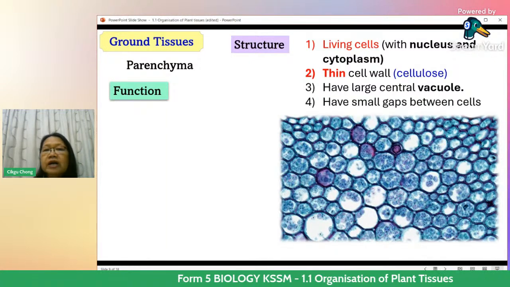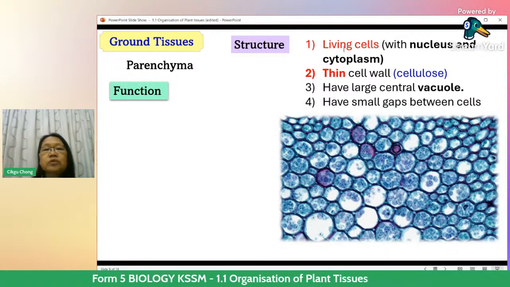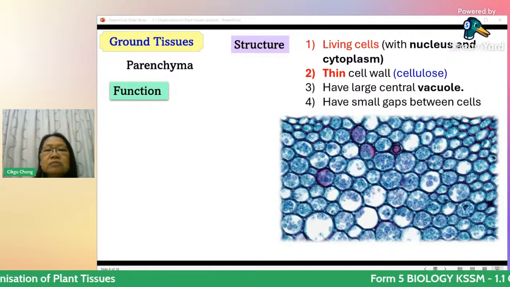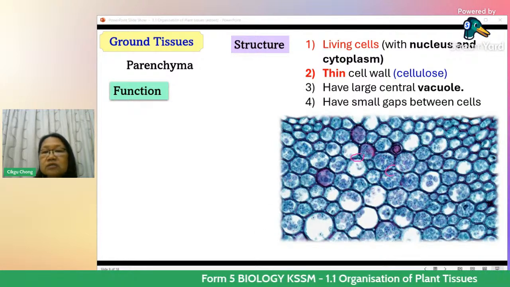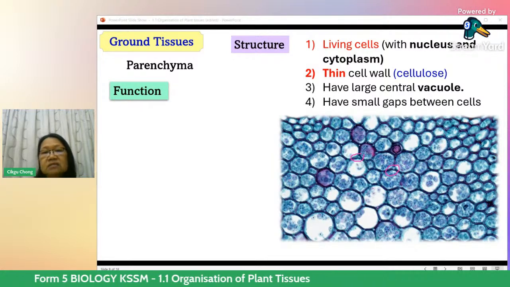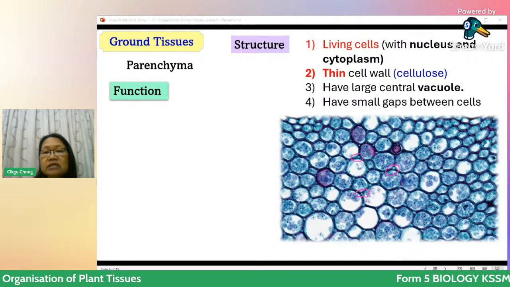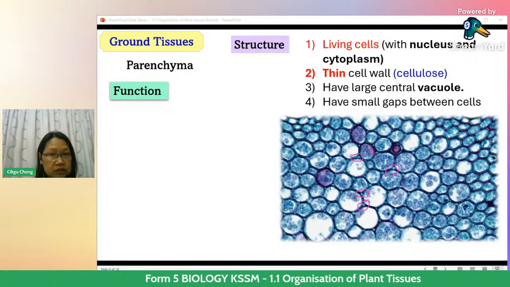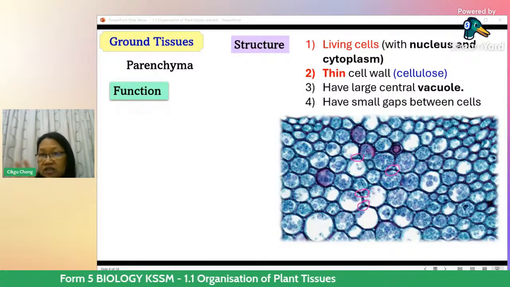And there are small gaps in between the cells. So what do you call the gaps? These are the gaps. These small little spaces in between the cells are to allow for diffusion of gases. So this mostly makes up the cortex, the cortex tissue of the cross section of the stem or the roots. That is called under structure.